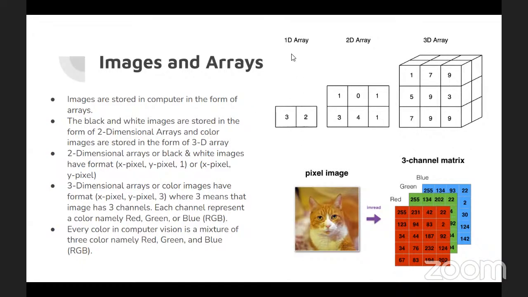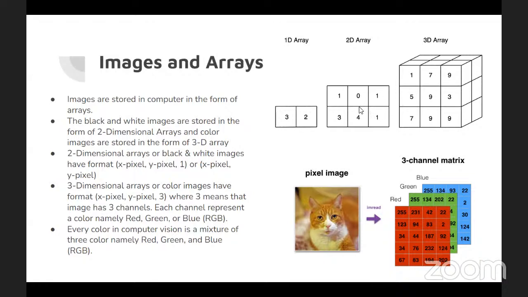Okay, so let me just tell you about what is 1D array, 2D array, 3D array. A one-dimensional array is just, you can say, a list of numbers. For example, just take this as an example. These are the numbers 3 and 2. Sorry, this contains one row and two columns basically. When we talk about a 2D array, it will look something like this.